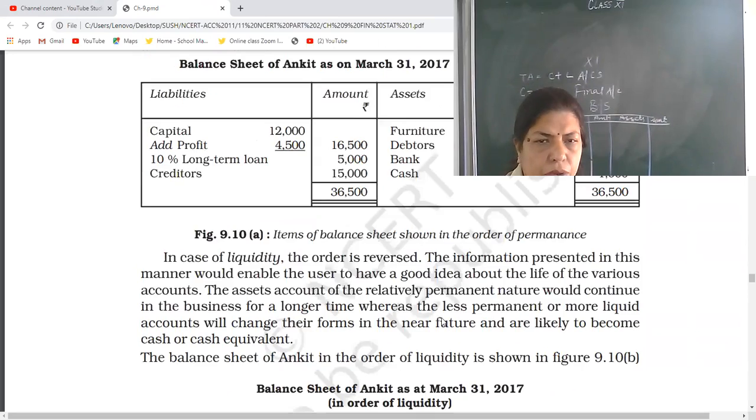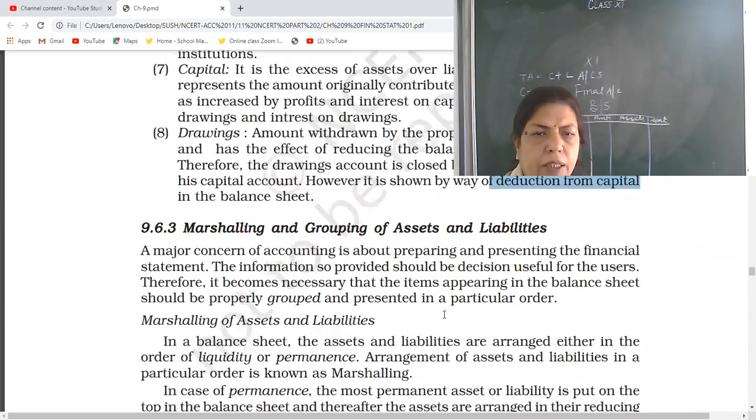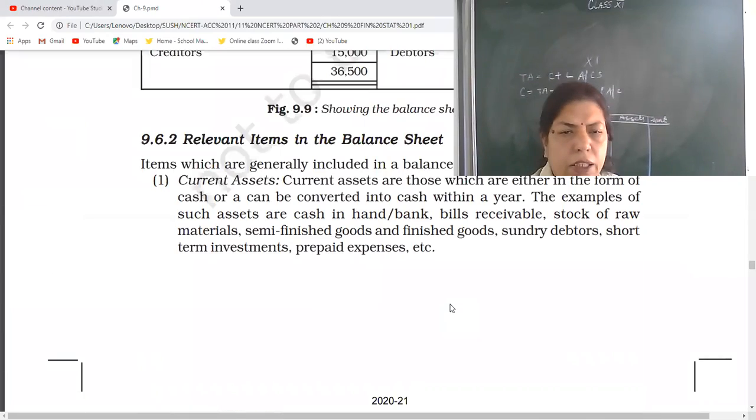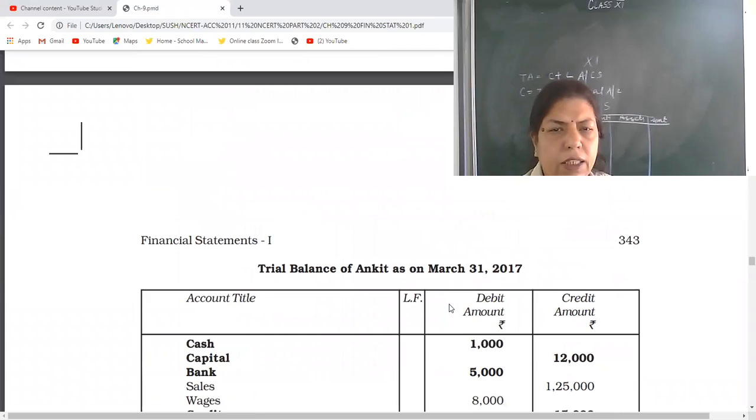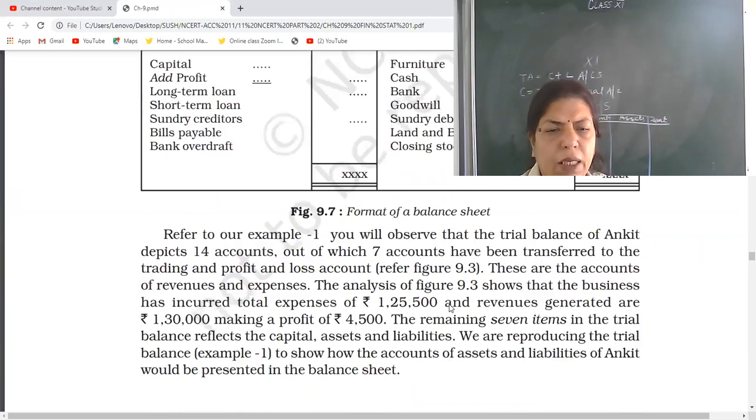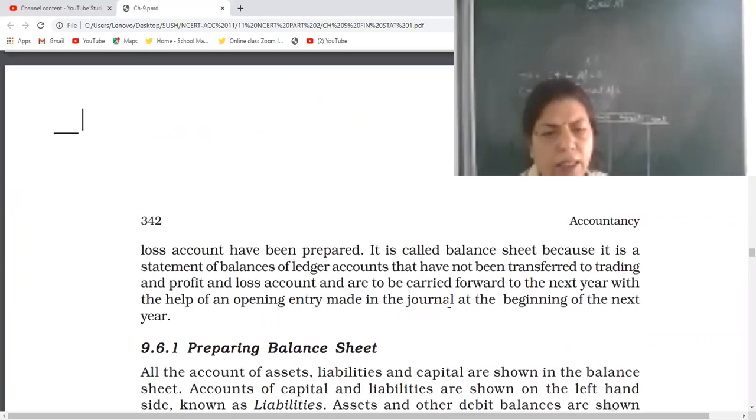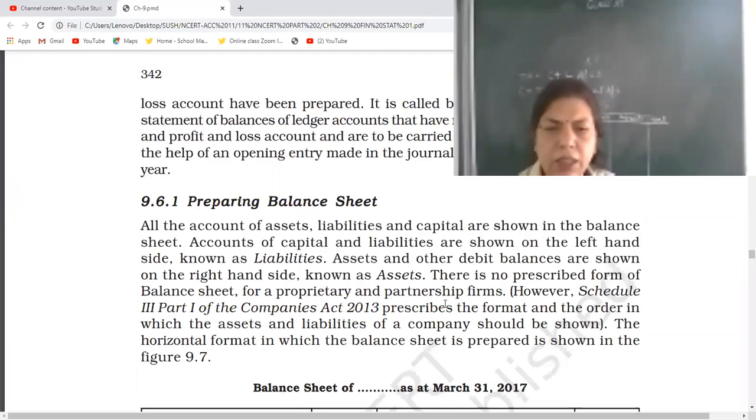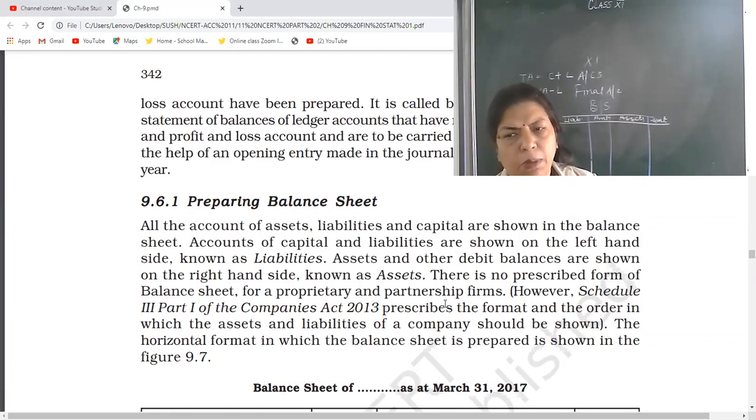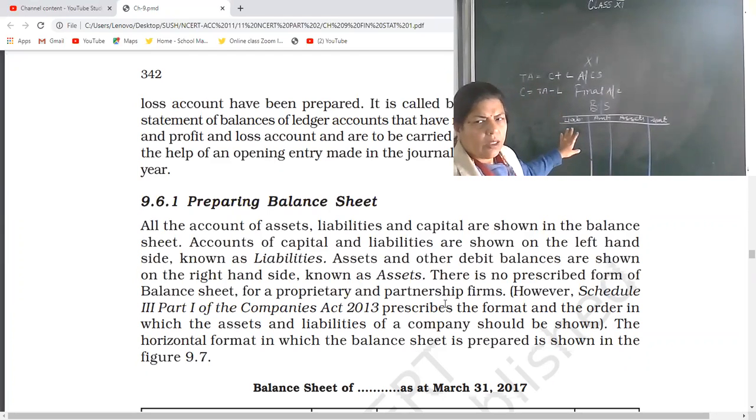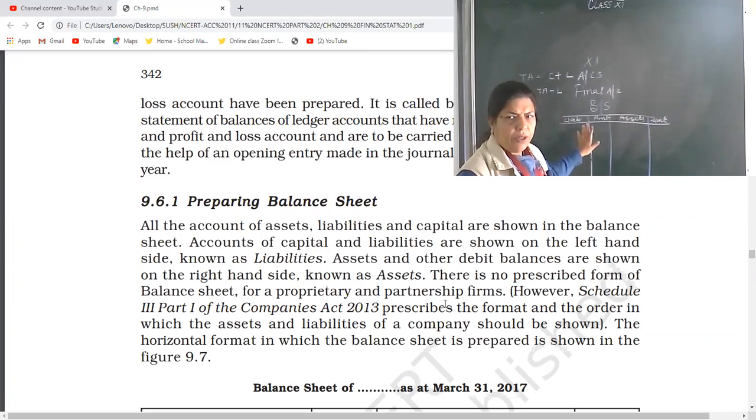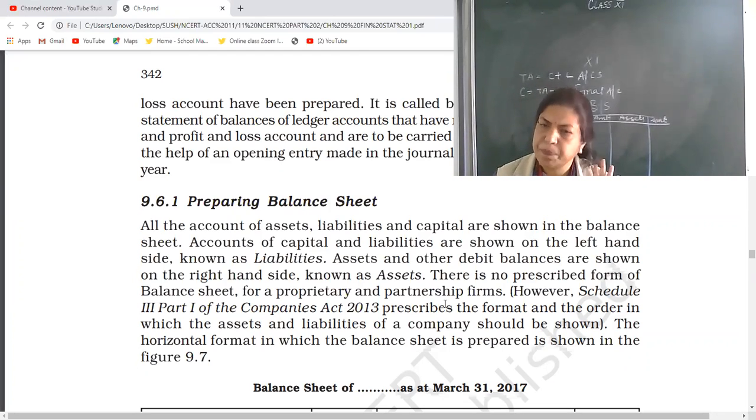Okay, so today we completed the balance sheet, the format of balance sheet, and one numerical of balance sheet. See again how to prepare a balance sheet. Look at the screen, you should note down. Balance sheet is prepared to know the financial position of the business.